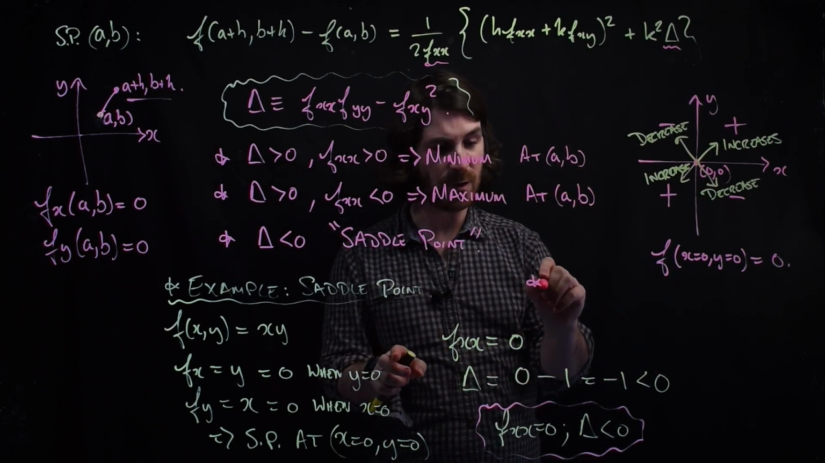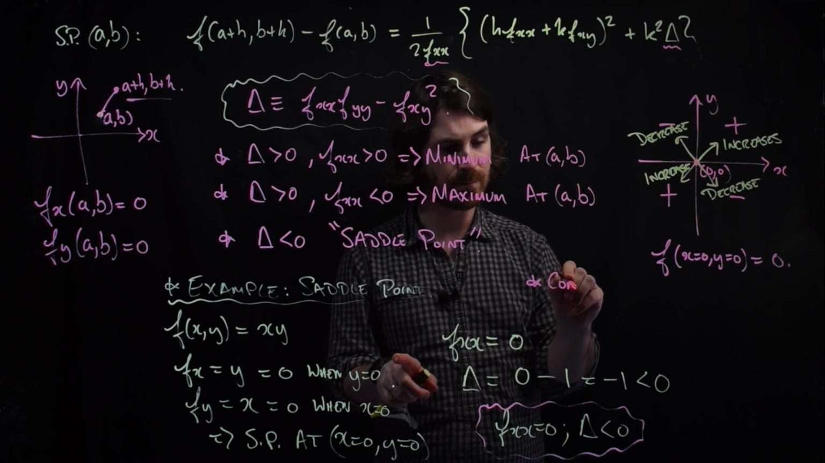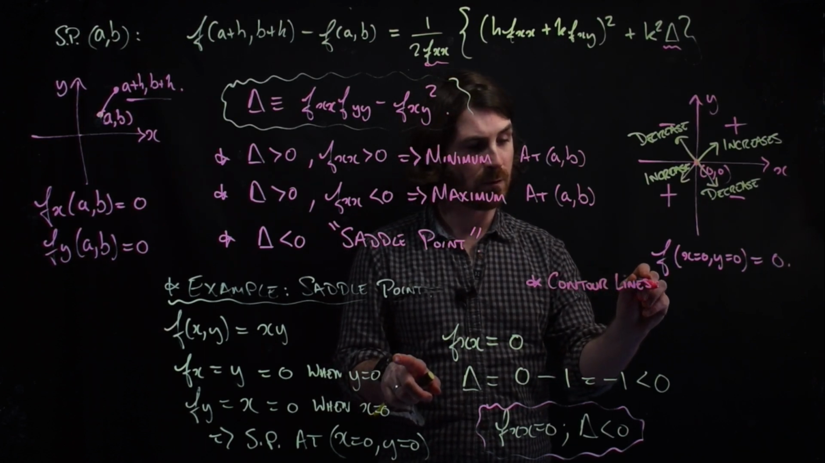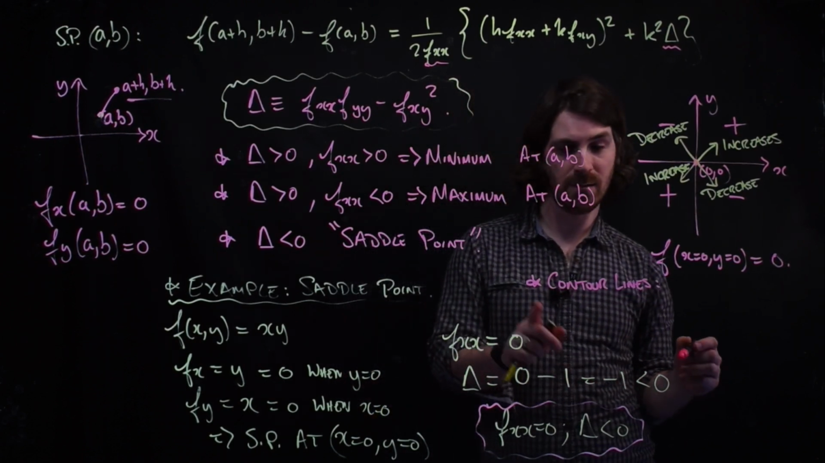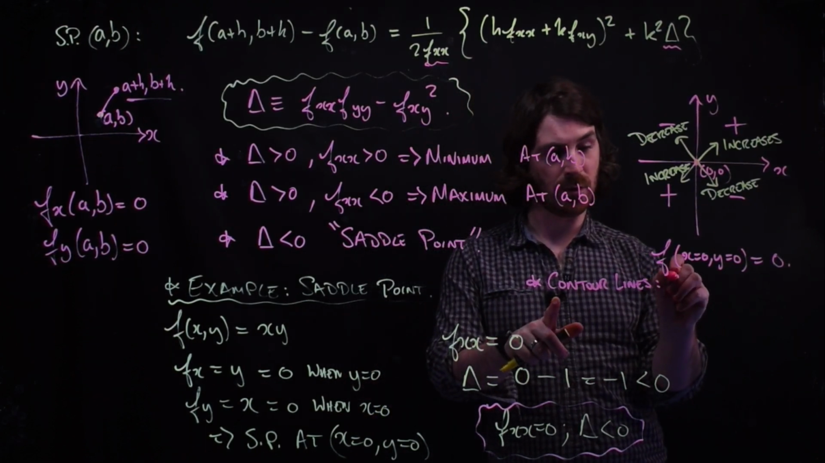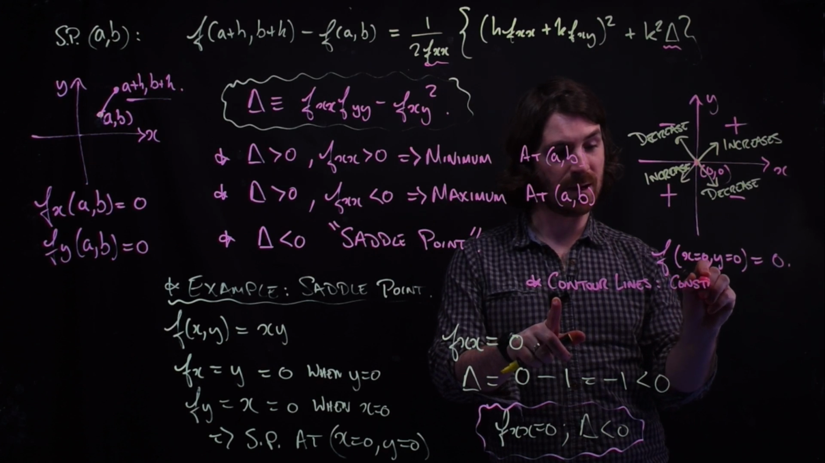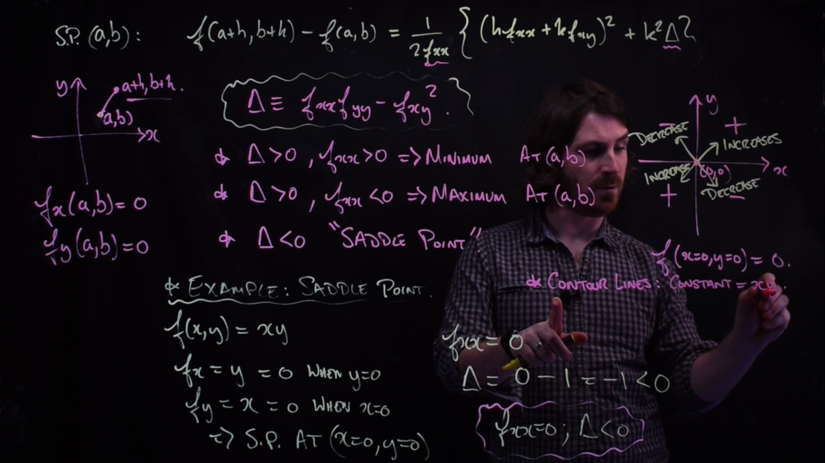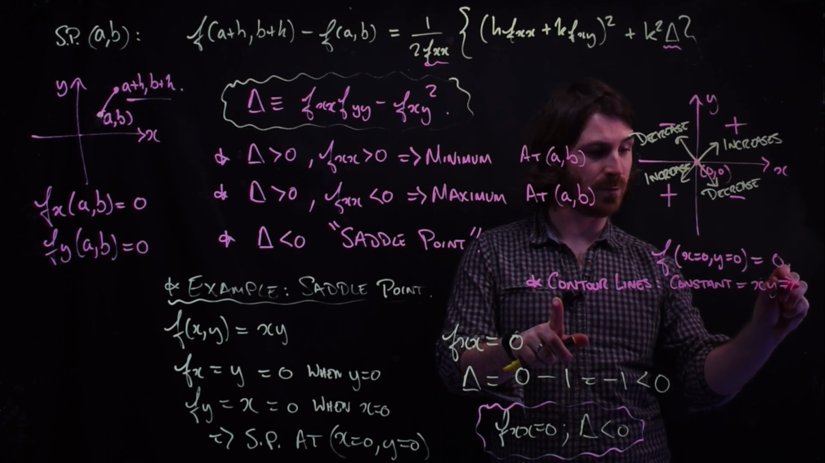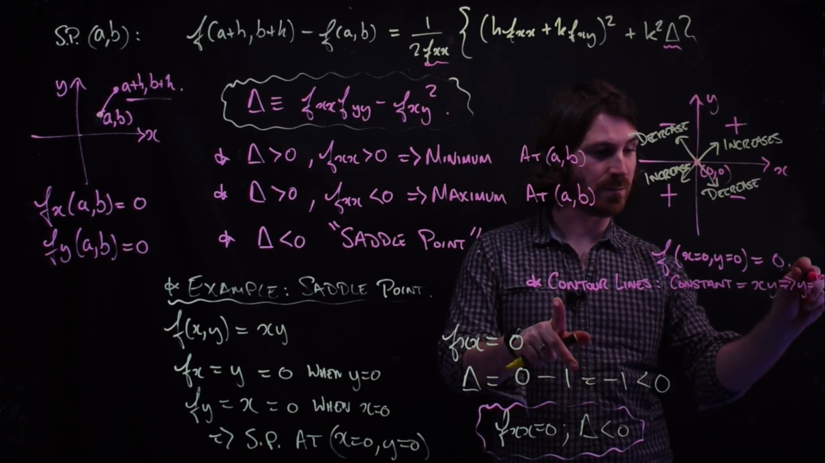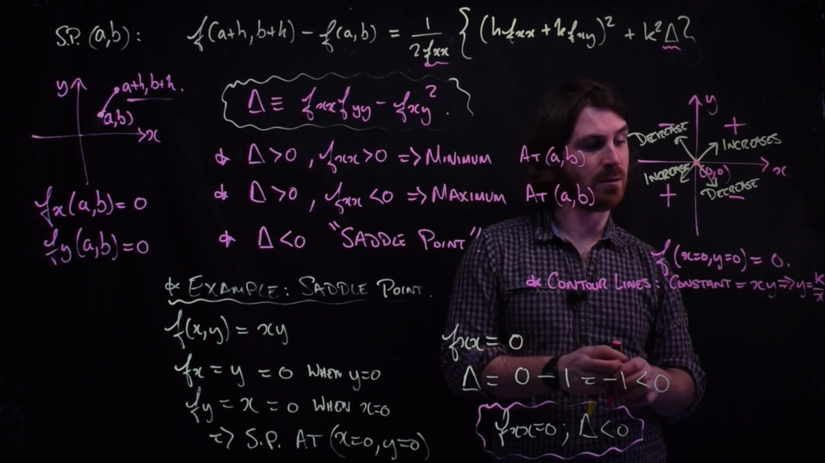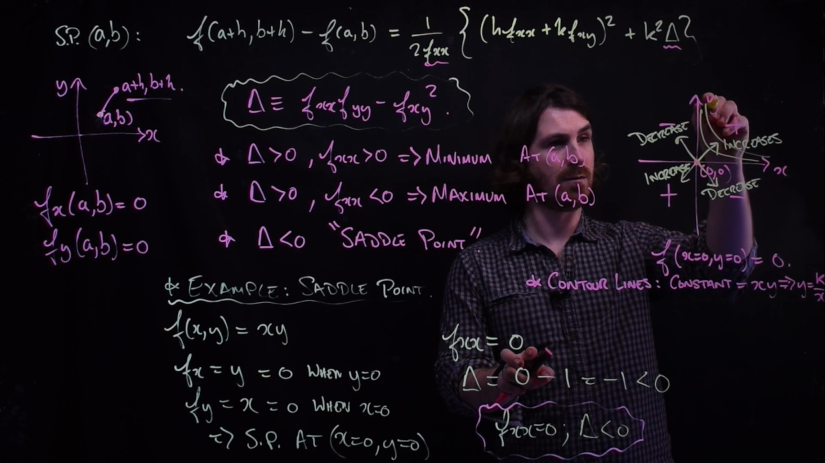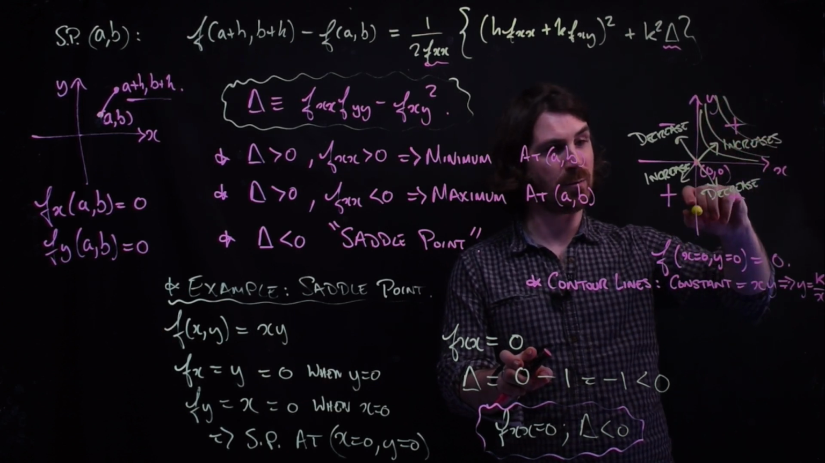Okay, and we can think about contour lines. These are lines of constant z. So constant z means a constant equals x times y. So that means that y is some constant, let's call it k over x. So the contour lines look like kind of 1 over x type things, and they're repeated in each quadrant.